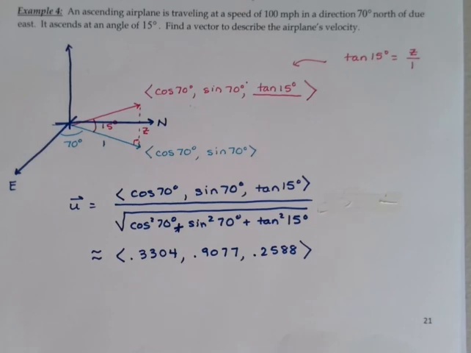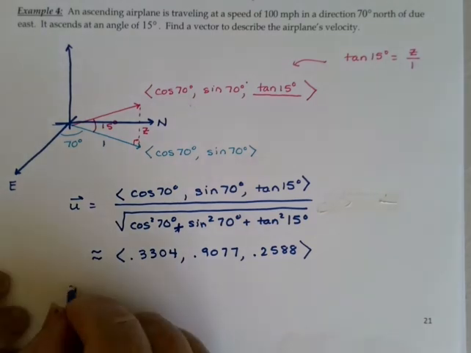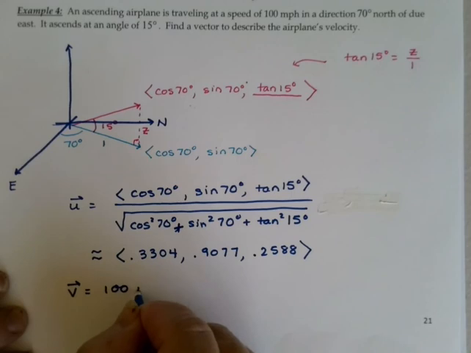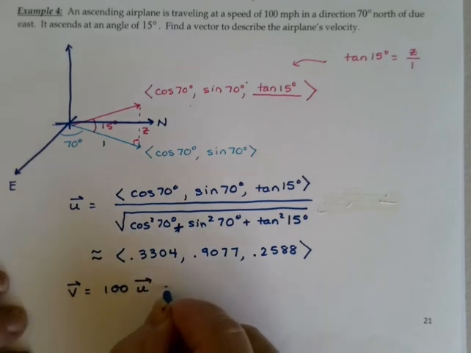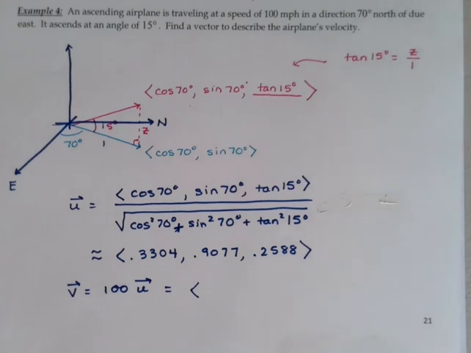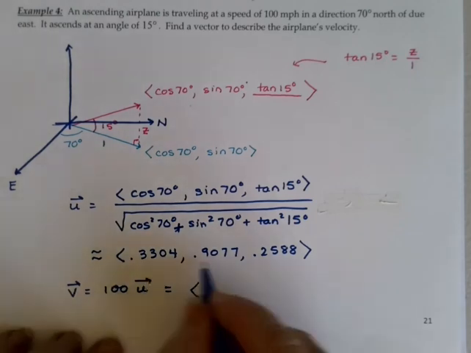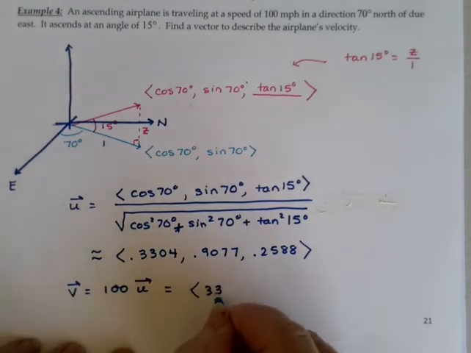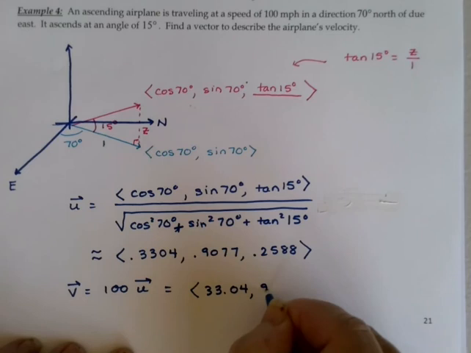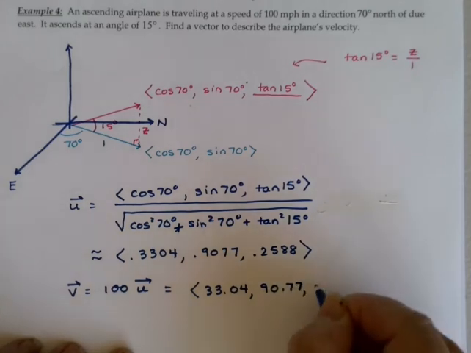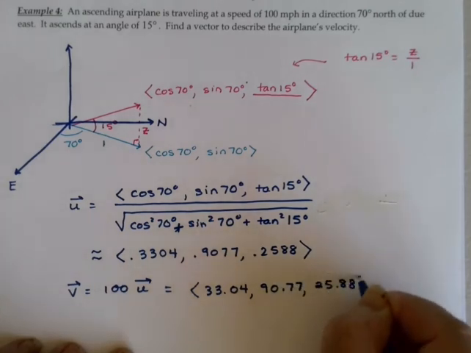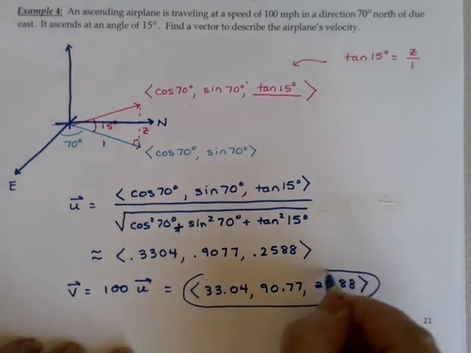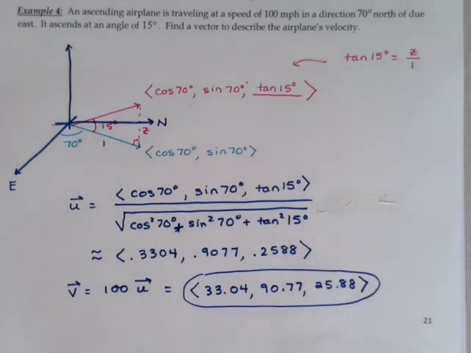Because I want a speed of 100 miles per hour then, I can say that my velocity vector is just 100 times this unit vector. And you'll notice that I did keep, in my case, 4 decimal places. I kept a significant number because I knew when I multiplied by 100, I was going to still need some accuracy. So I now would have 33.04, 90.77, and 25.88 for my velocity vector. All right, we will pause there and pick this up in the next video.